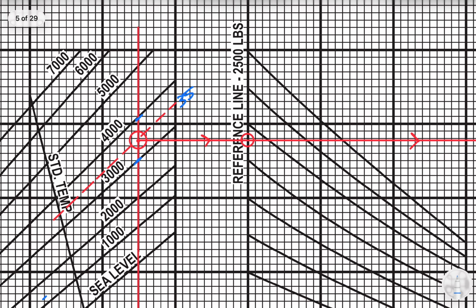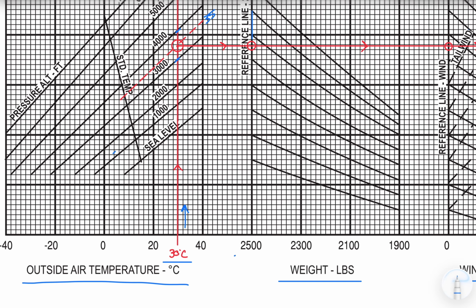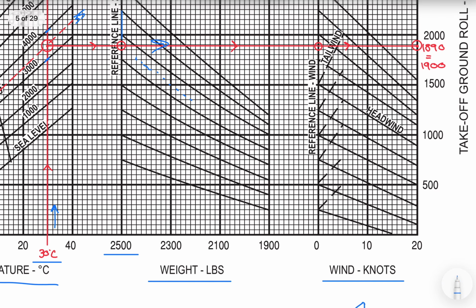Now we've got to move to the right to the next reference line. And this reference line is going to be the weight reference line. Move across to the weight reference line until you reach 2,500 pounds. You can see 2,500 pounds here is the very start, and it's actually right on the weight reference line. So there's no need for us to move down to intersect the weight. We can simply just move across on the graph to the next reference line, which is going to be wind.